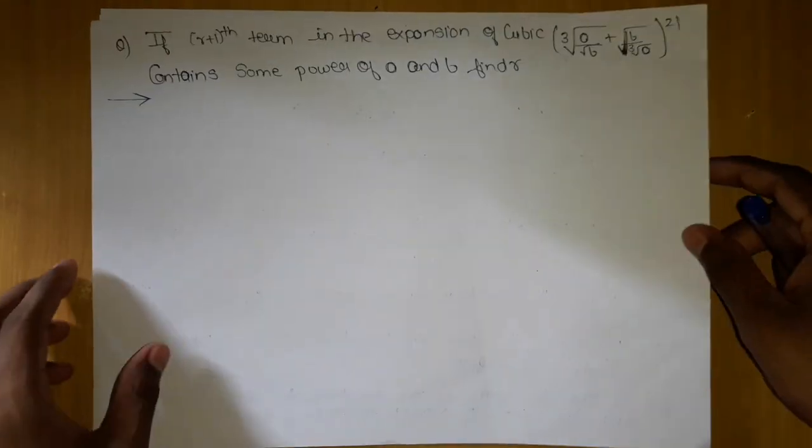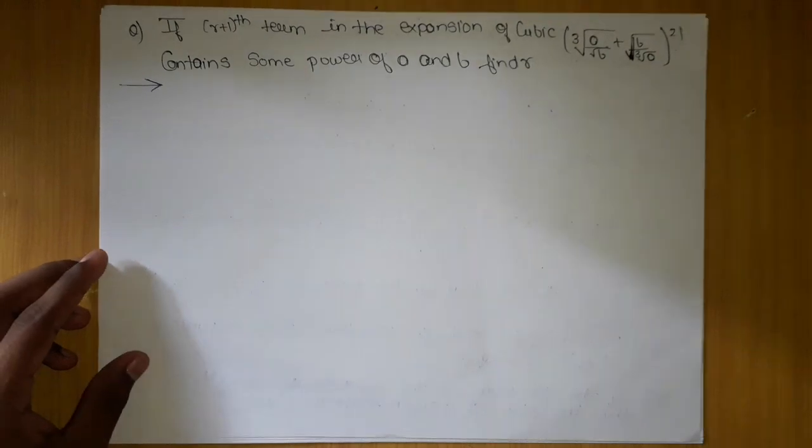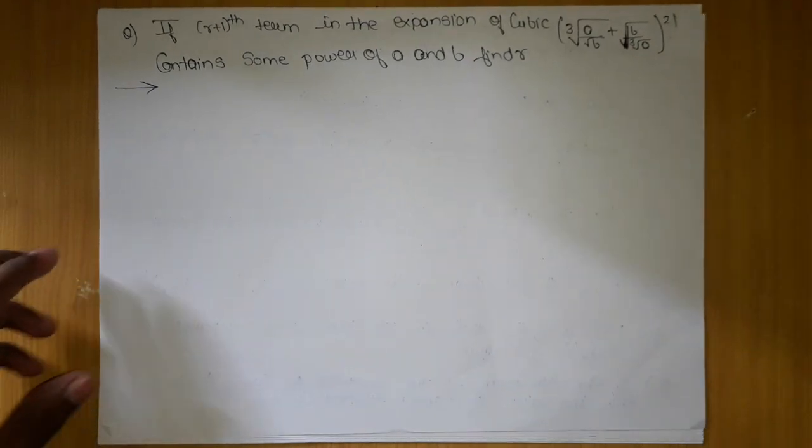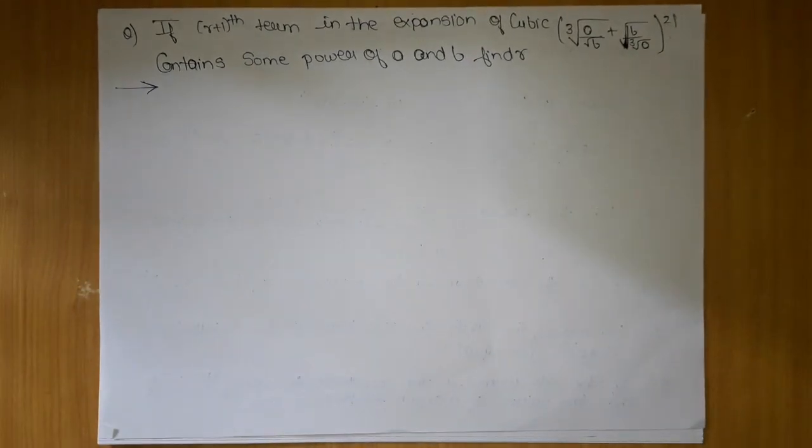So the first question which we are going to take in this session is as follows. The question says: if the rth term in the expansion of the cube root of 3 under root 3a upon under root b plus under root b upon 3a, the whole power 21, contains some power of a and b, find r.